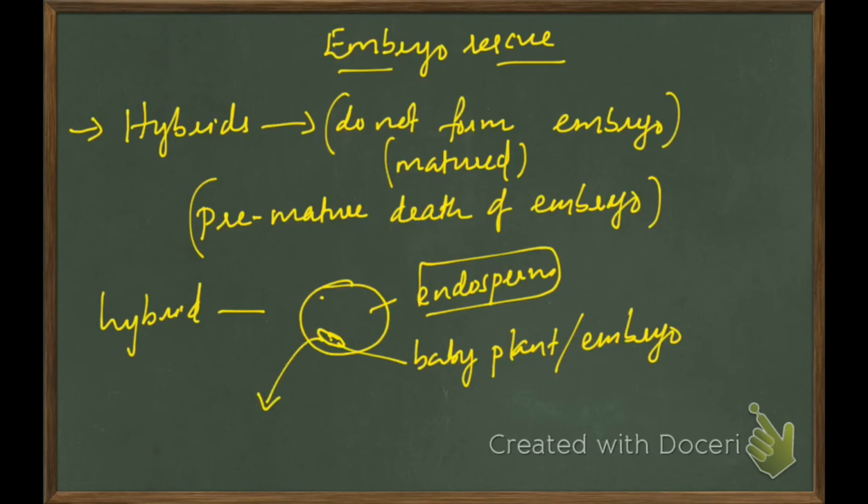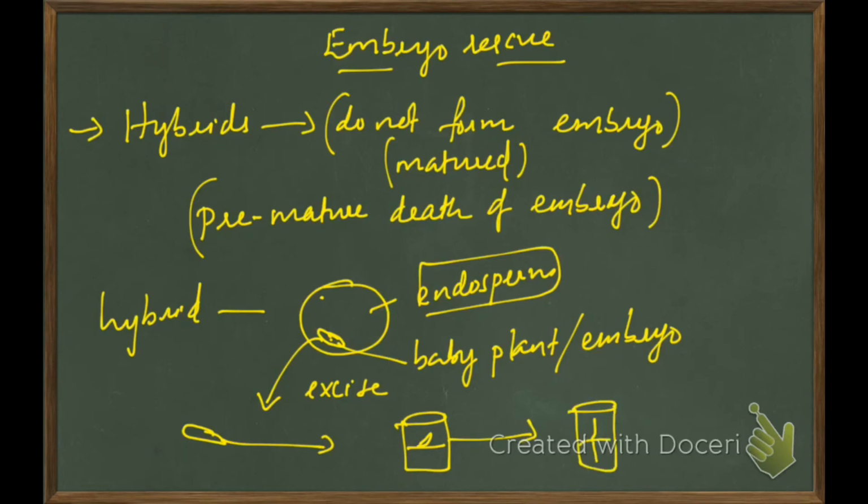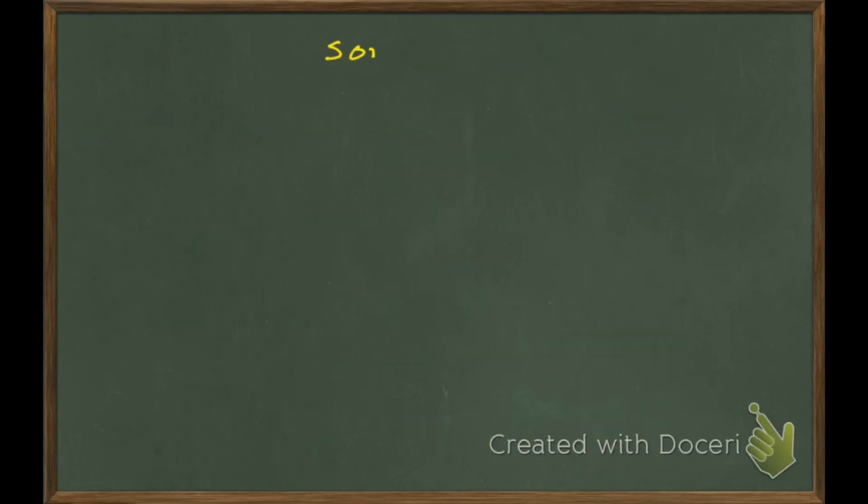We excise this out, we take it out, and this baby plant will be grown in the laboratory. They will be grown as new individuals or new plants in the laboratory using plant tissue culture. This is known as embryo rescue.